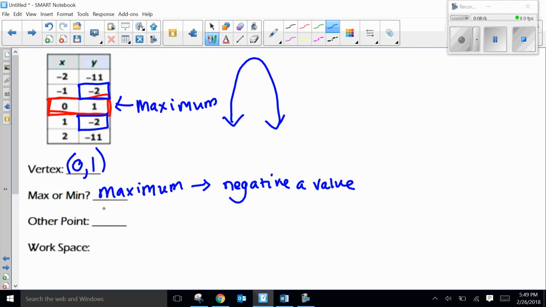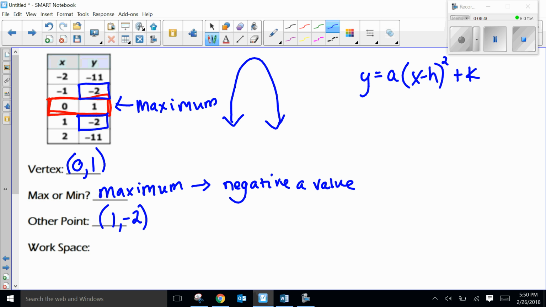Okay, so I need any other point. This time I can't choose my y-intercept. I have to choose something else. So I might choose (1, -2). Any point works though, but I'm just choosing (1, -2). Okay, so I'm going to start with my vertex form. My vertex form is y equals a(x minus h) to the second power plus k.